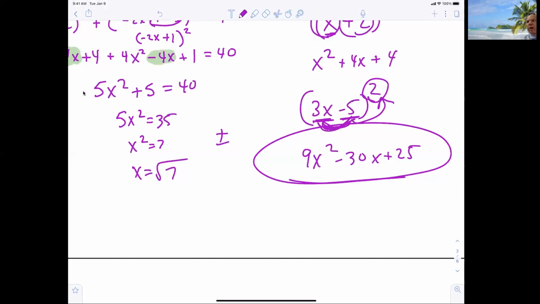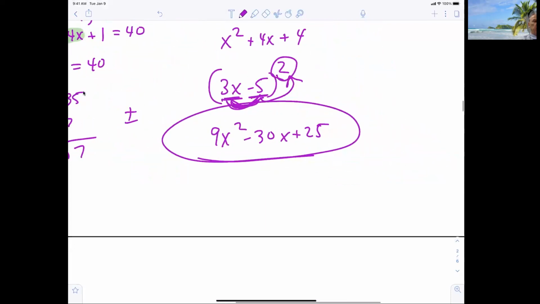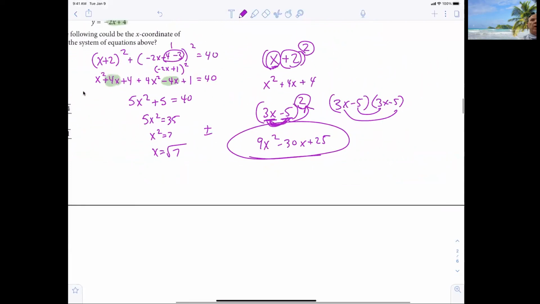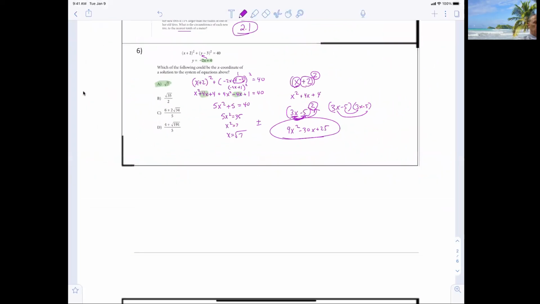Do you want me to remind you why there's 2, or do you understand why there's 2 there? That was the smiley face stuff that we did last year. 3x minus 5, negative 15, negative 15. It always comes out to be the same when you square a binomial. Good on that? All right, like I said, all that's a good review for your upcoming entrance tests. All right, here we go.